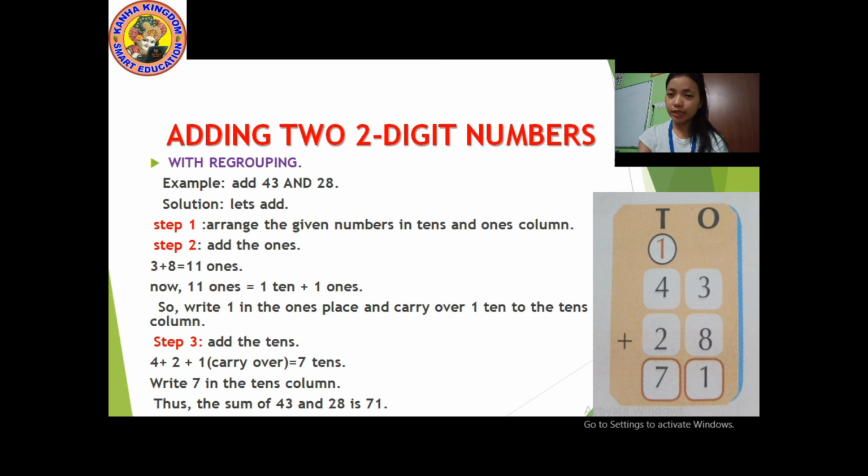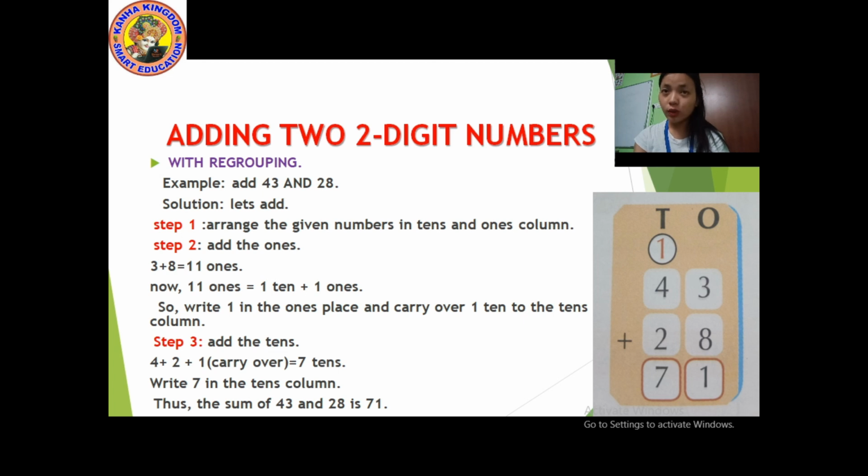In the number 43, 3 is the digit in the ones place, and in the second number, 28, 8 is the digit in the ones place. So we add 3 and 8. While adding 3 and 8, we got 11 ones.